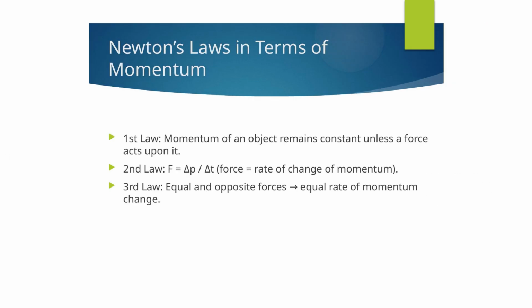Let's revisit Newton's laws, this time through the lens of momentum. Newton's first law says the momentum of an object stays constant unless it is acted upon by an external force. The second law becomes: the force experienced by an object equals the rate of change of its momentum. And the third law? It means when two objects interact, they experience equal and opposite forces or changes in momentum.